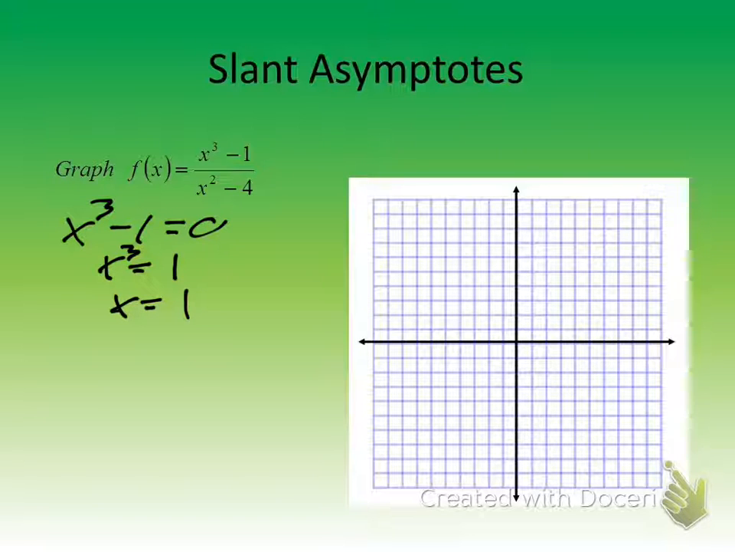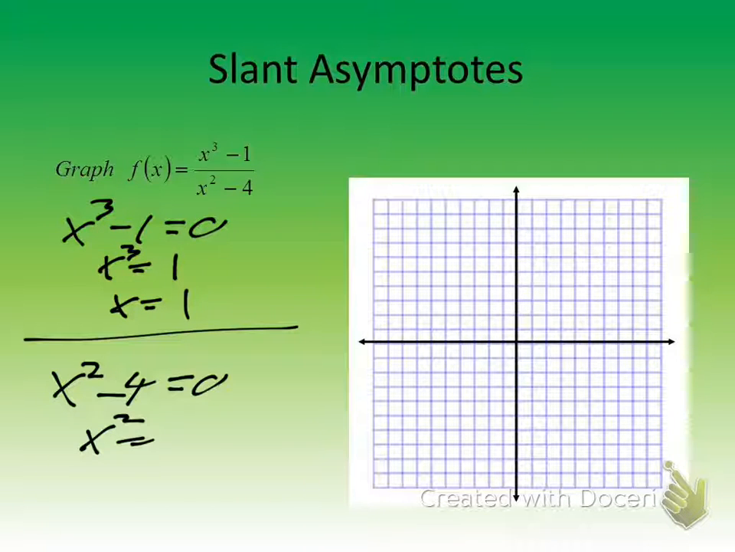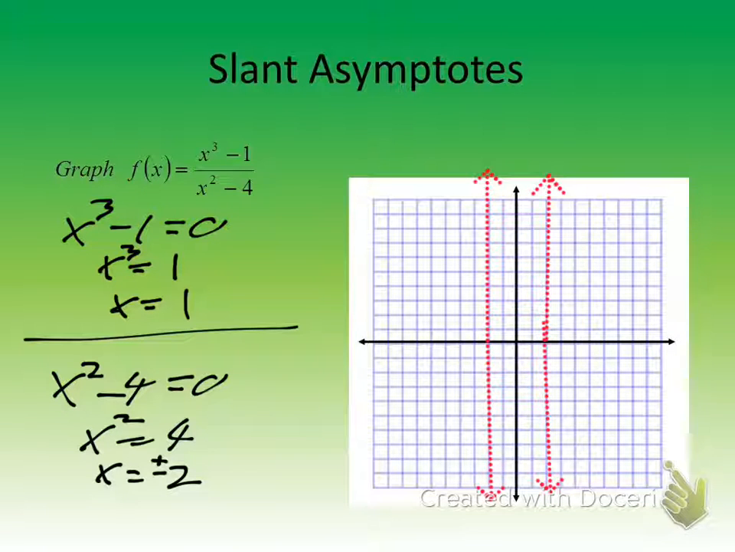Now, for your asymptotes, x squared minus 4 equals 0, so x squared equals 4, so x equals plus or minus 2. So we should have vertical asymptotes at x equals positive 2 right there, and x equals negative 2 right there.